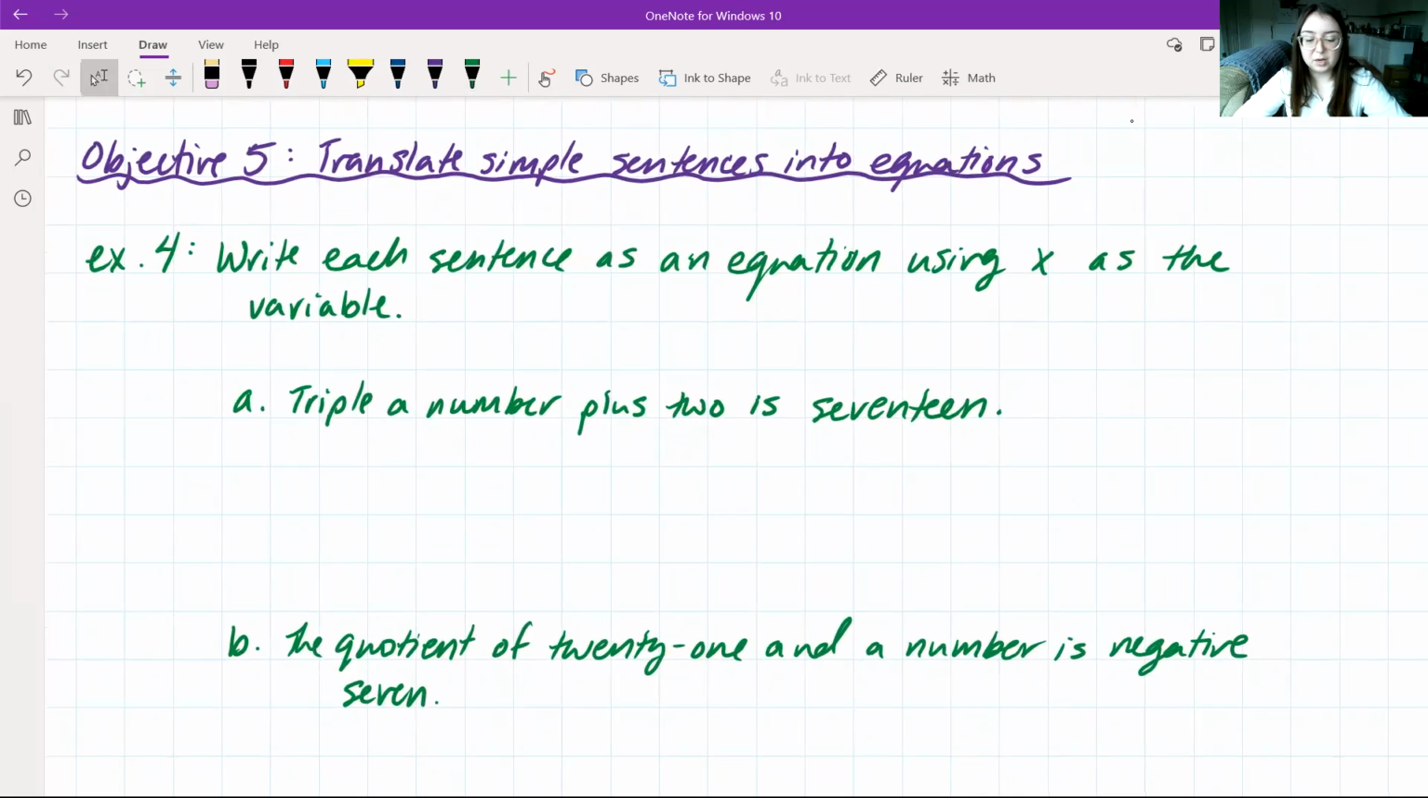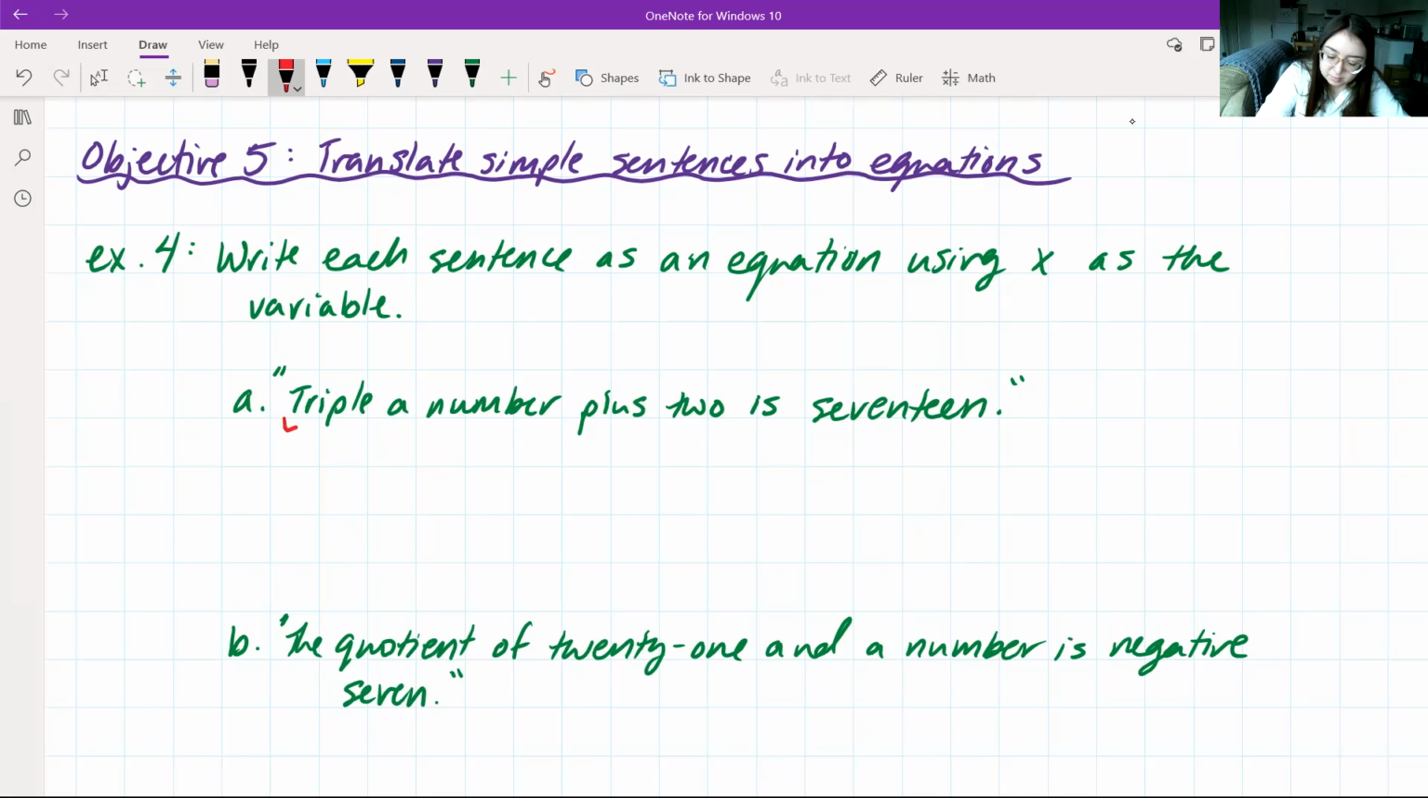Now, objective 5, we want to translate our simple sentences into equations. With example 4, we want to write each sentence as an equation using x as the variable. So in this case, we're just writing our equations. We're not solving for them or simplifying. So let's put some quotes around these. For part A, we have triple a number plus 2 is 17. So I want to do the same thing. Let's mark up these sentences.